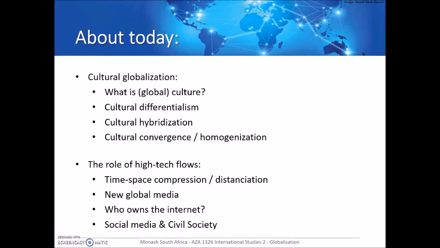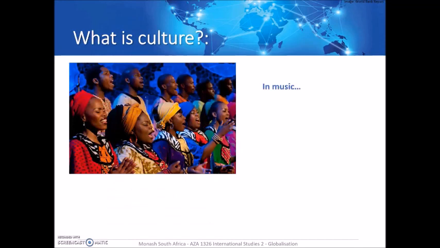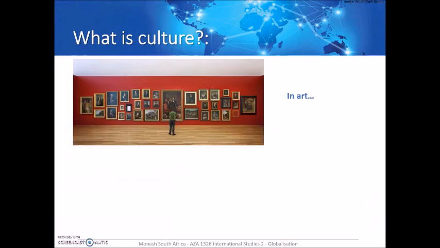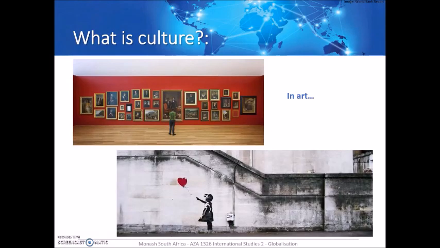Okay, so starting into what is culture? Is this culture in music, for example? Or is this culture, or are both of them culture, or is one local culture and the other one global culture? It's questions that we have to ask ourselves, right? The same in art. Is this culture or this?